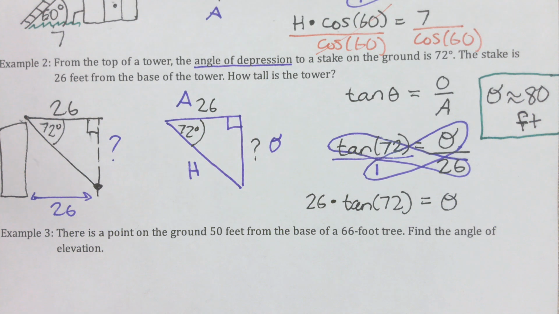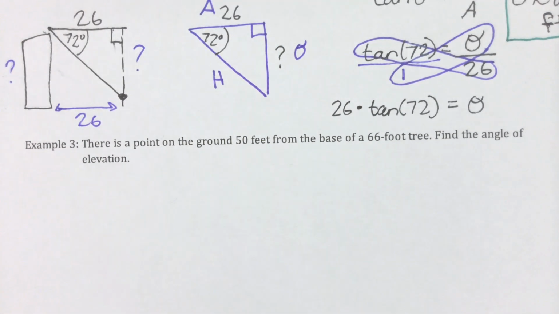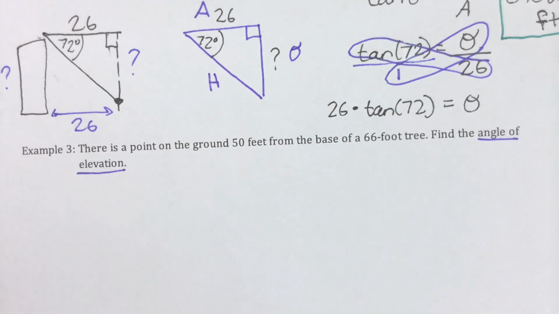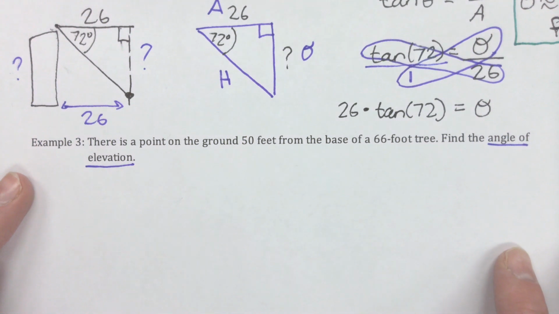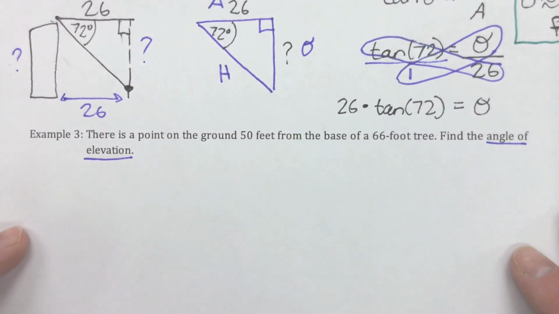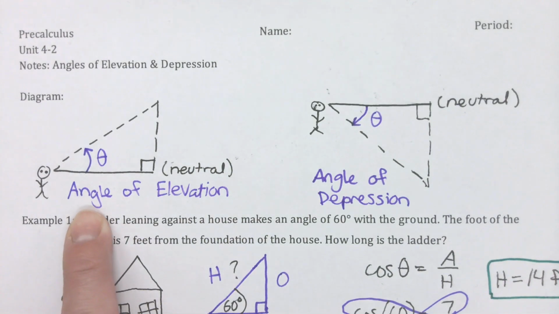Okay. Last one. There is a point on the ground 50 feet from the base of a 66-foot tree. Find the angle of elevation. So again, we're directly told there's an angle of elevation here. We have a tree and we have a point on the ground. That's pretty much it. And again, I already know that my diagram is supposed to look like this.